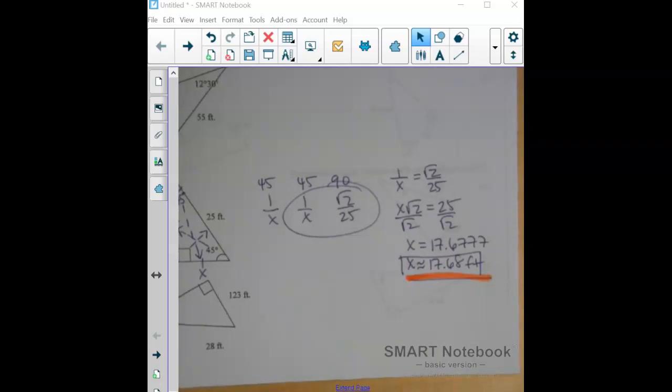On your tests and quizzes, guys, if I don't give you a calculator and I ask you to write the exact form, rationalize the denominator. But since I gave you guys a calculator, you can round it.